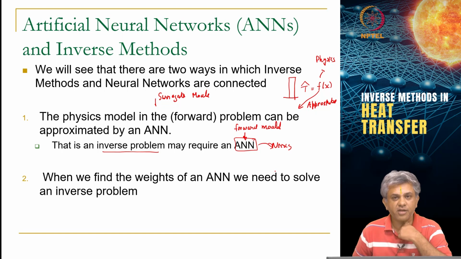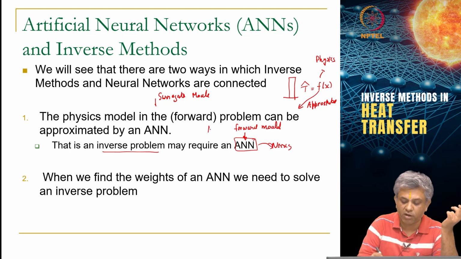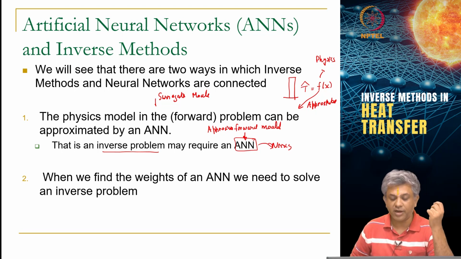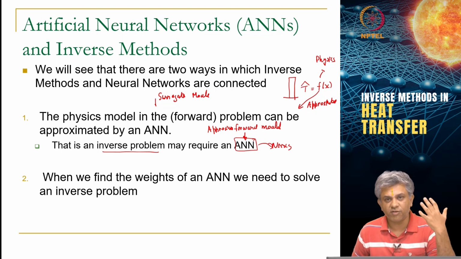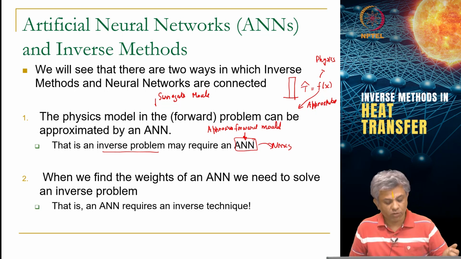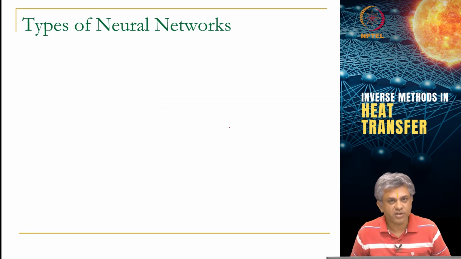By the time we end this week, you will understand why this kind of looping, or fractal nature, of an inverse problem comes up. You wanted to solve an inverse problem, needed a forward model. That forward model is an approximate forward model, and that approximate forward model turns out to be a neural network, which in turn requires you to solve an inverse problem. So, as it turns out, an ANN, an artificial neural network, also requires an inverse technique.